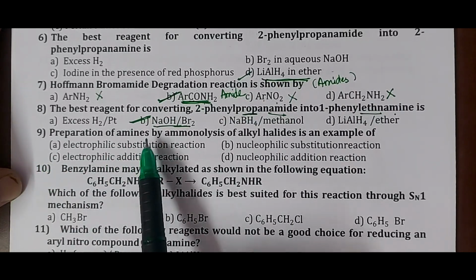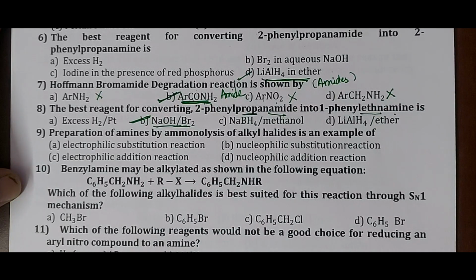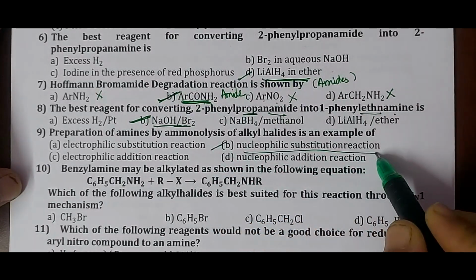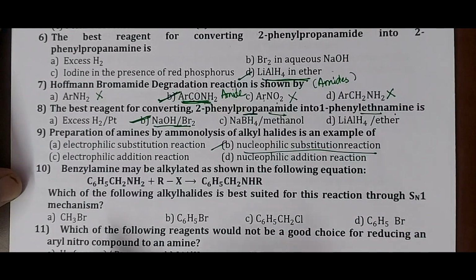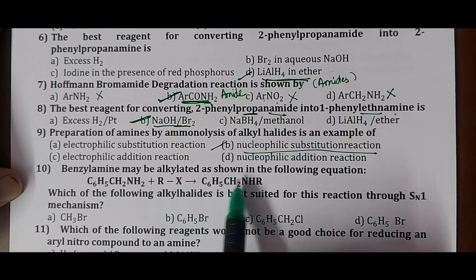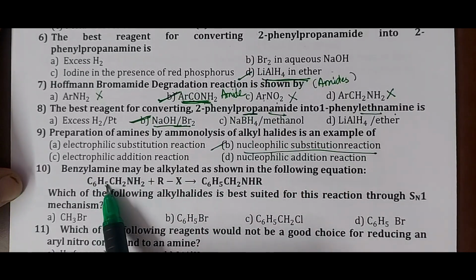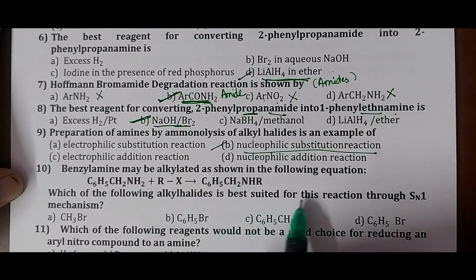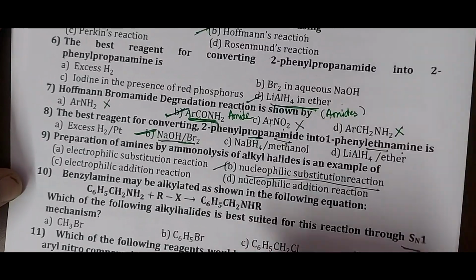Preparation of amines by ammonolysis of alkyl halide is an example of nucleophilic substitution reaction. So the correct answer is option B, nucleophilic substitution reaction. Next we'll go with question number 10. Benzyl amine may be alkylated as shown in the following reaction. So this is how we can carry out the reaction of benzyl amine. Which of the following alkyl halides is best suited for this reaction through SN1 mechanism?